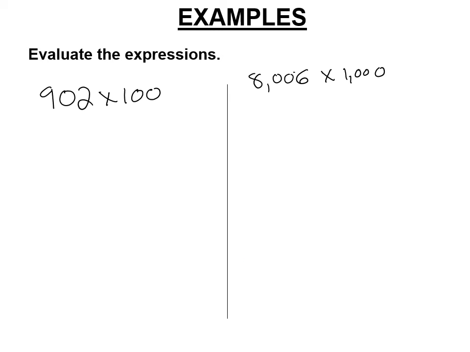Try those. So that's 90,200. Multiplying by 1,000, add 3 zeros. There's 3 zeros in that, and 2 zeros in that. And that's 8,006,000.